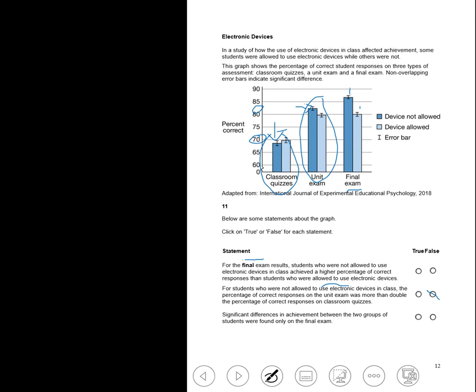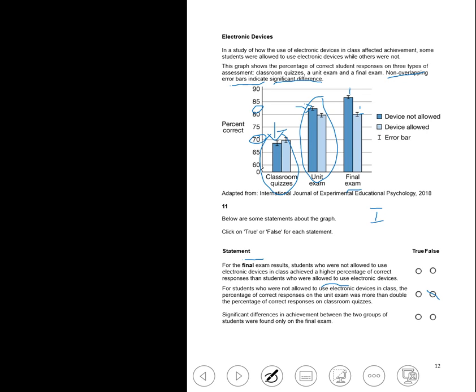And the last one, significant differences in achievement between the two groups were found only on the final exam. Now it actually says what is a significant difference. It says non-overlapping error bars. So an error bar looks like this, and it represents the maximum and minimum possible values. So as we can see, all the final column heights are right in the middle of these error bars. So it gives us the mean, if you will, or the median value.